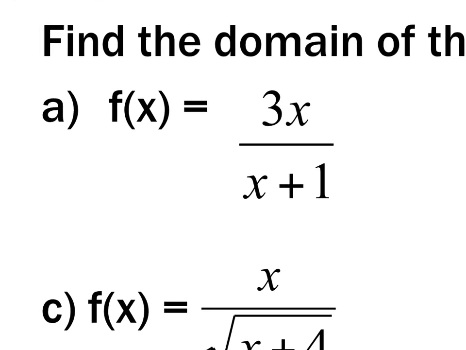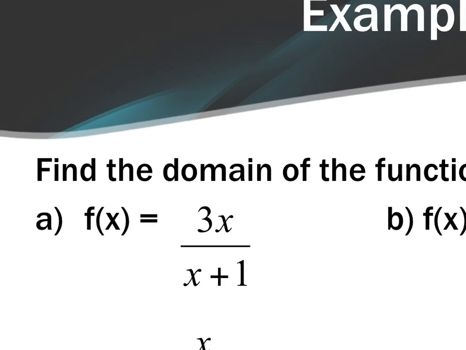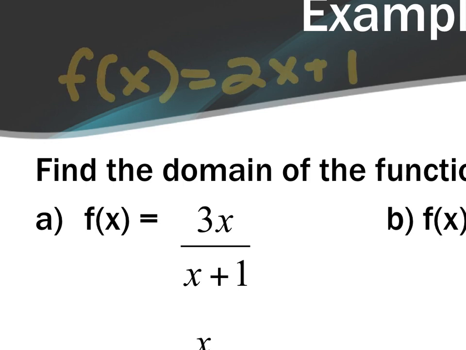So again, you're looking at 3 cases: if there's a variable in the denominator, if there's a variable under a square root, if there's a variable under the square root in the denominator. If none of those 3 things happen, then it's all real numbers. So if I had something that just said f of x equals 2x plus 1, this is all real numbers, okay?